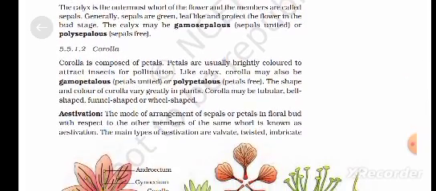Corolla is composed of petals. Petals are usually brightly colored to attract insects for pollination. Like calyx, corolla may also be gamopetalous, petals united, or polypetalous, petals free. The shape and color of the corolla vary greatly in plants. Corolla may be tubular, bell-shaped, funnel-shaped, and wheel-shaped.